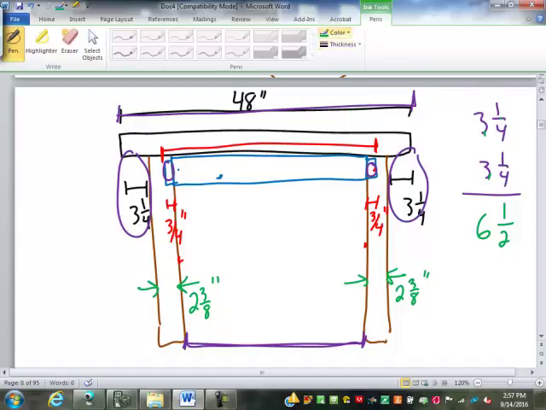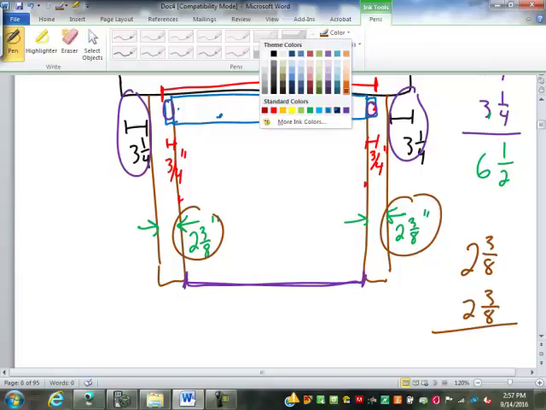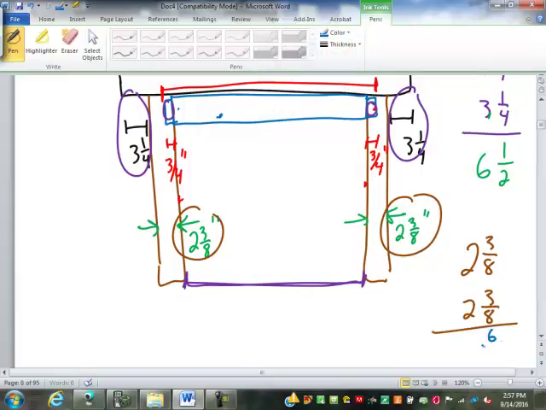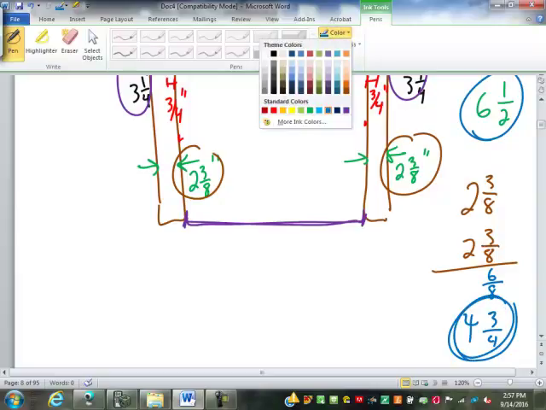I also have my 2 3/8 inch legs. So I'm going to add those to each other. 2 3/8 plus 2 3/8. 3/8 plus 3/8 is 6/8, which is 3/4. 2 and 2 is 4. So I have to subtract 6 1/2 and the 4 3/4. So I'm going to add those together and then subtract them together.